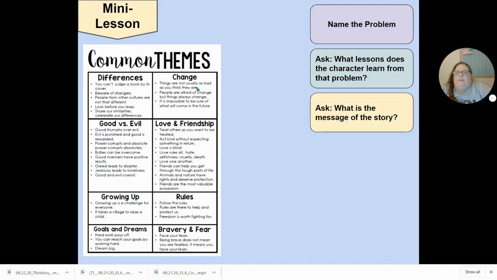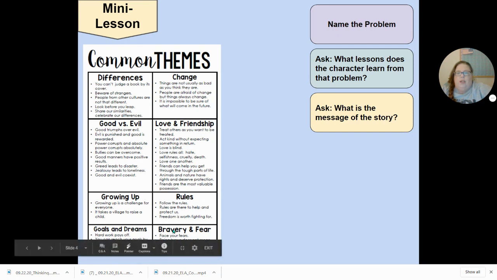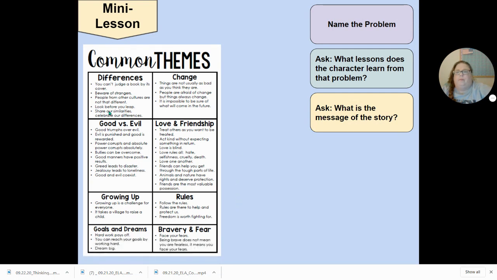Common themes. Now, let's make sure that we understand the difference between a topic of a theme and an actual theme. These are topics: differences, change, good versus evil, love and friendship, growing up, rules, goals and dreams, and bravery and fear. Those are all topics of themes. These individual statements, though, are actual themes.